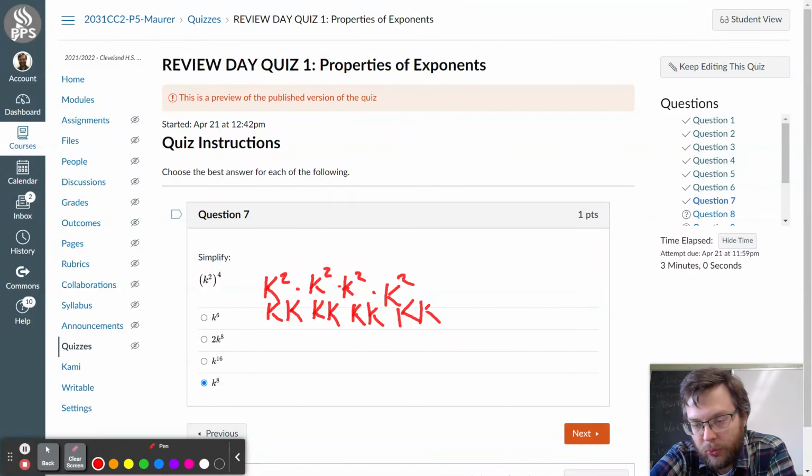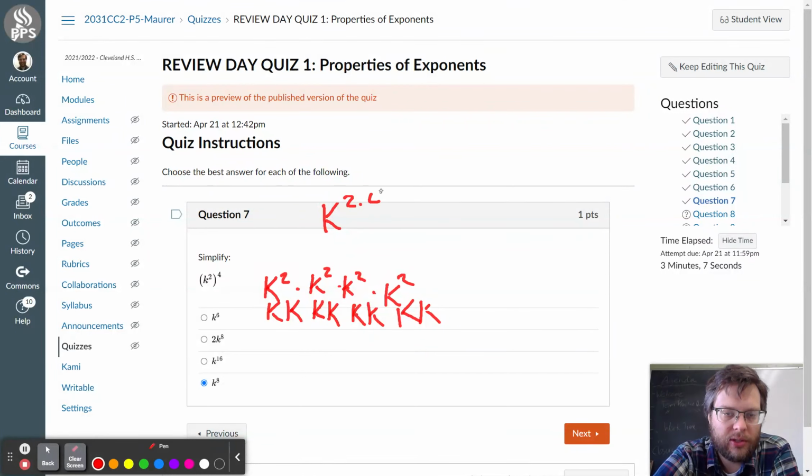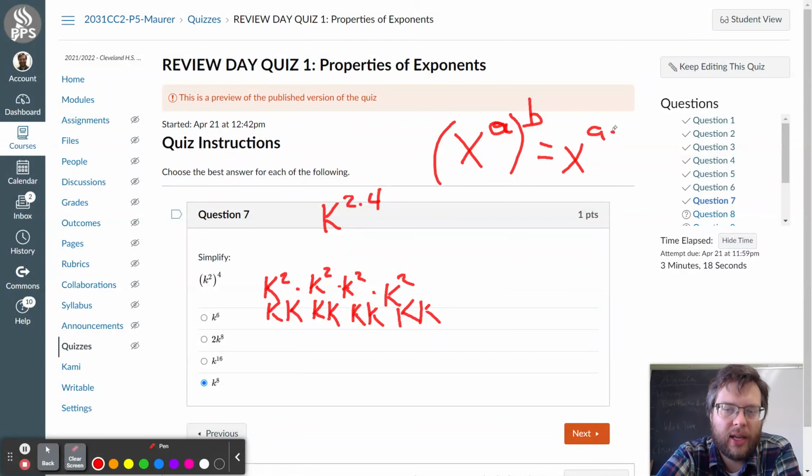You are always welcome to just write out the whole expression. If you wanted to use the shortcut, you would just go k to the 2 times 4 and see that that's 8. This is the rule that we've written out as x to the a raised to the b becomes x to the a times b, the power of a power law.